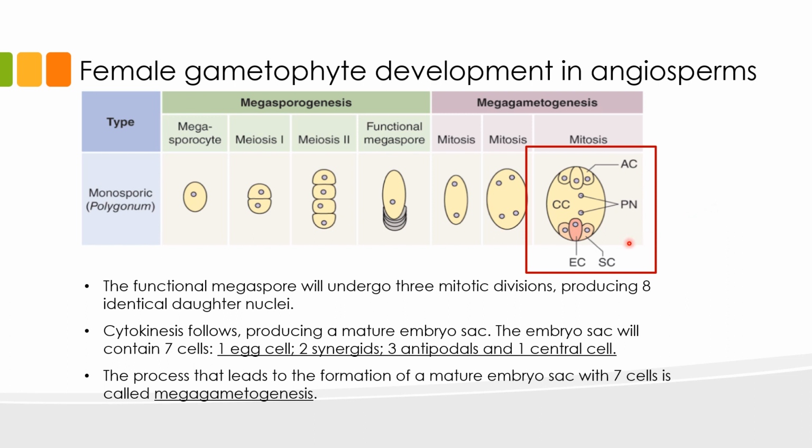What are these cells? We have 1 egg cell, abbreviated as EC. We have 2 synergids, abbreviated as SC. We have here the antipodals, abbreviated as AC, and then the central cell, which is abbreviated as CC. Except for the central cell, which has 2 nuclei, the rest of the cells within the embryo sac has 1 nucleus each. The process that begins from the mitotic division of the megaspore up to the formation of the embryo sac with 7 different cells is called megagametogenesis.